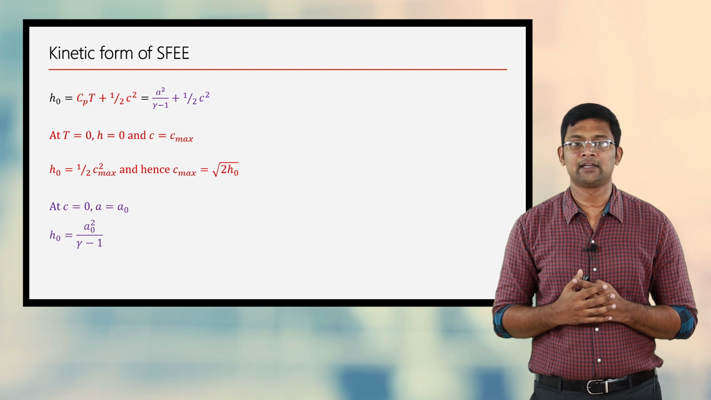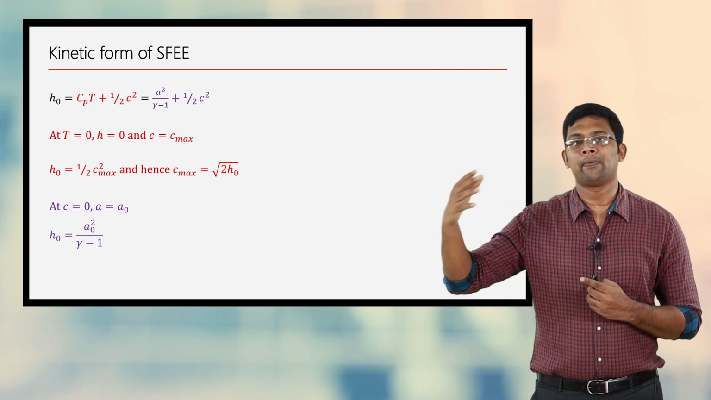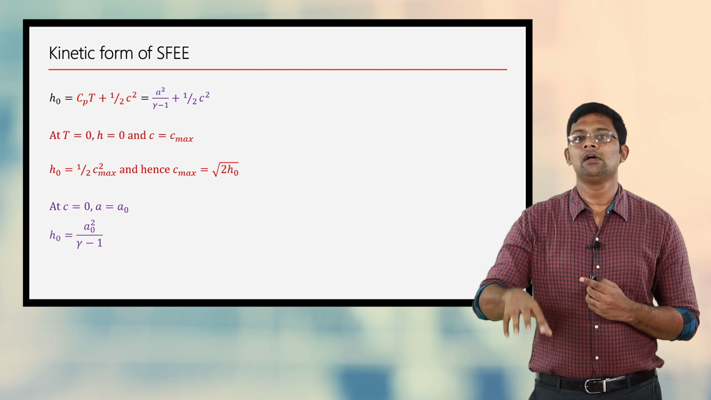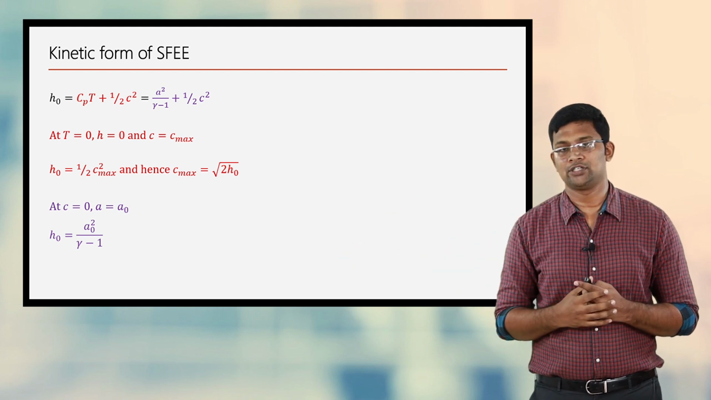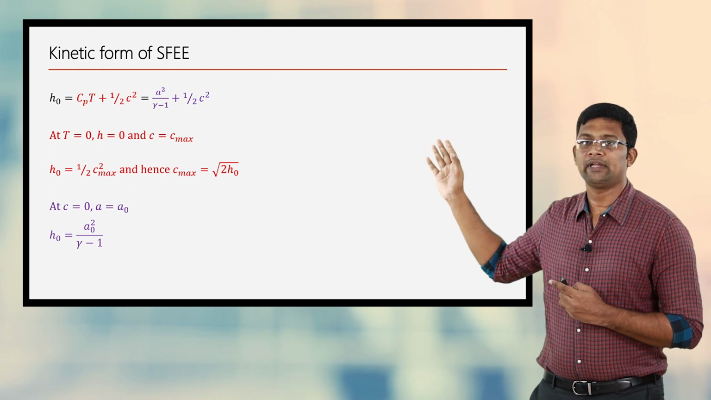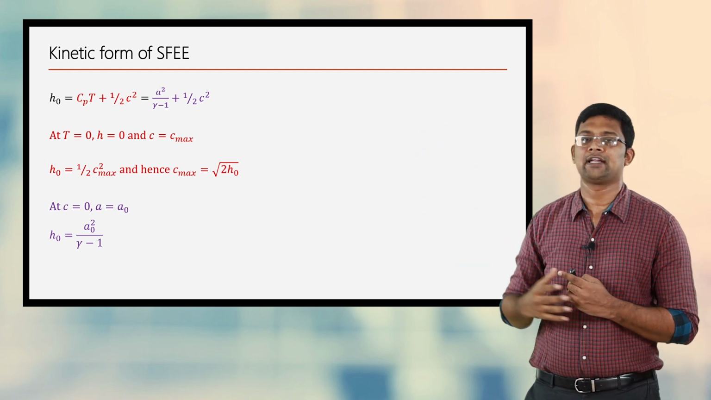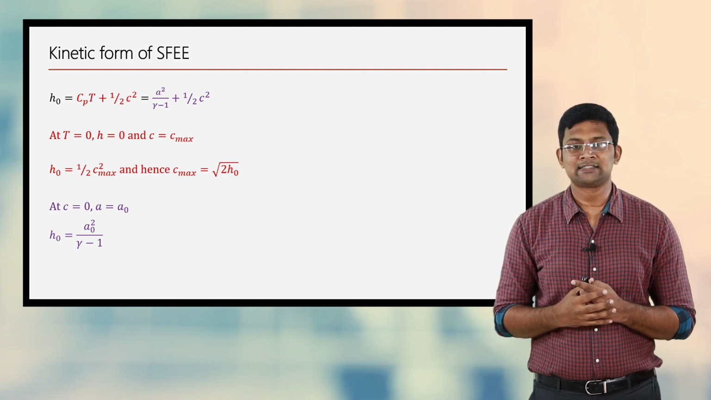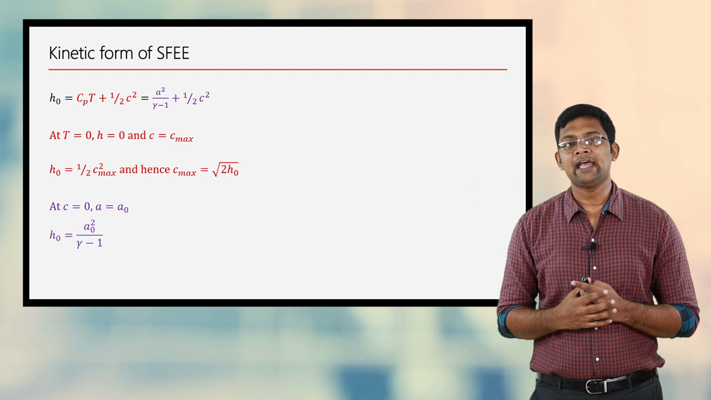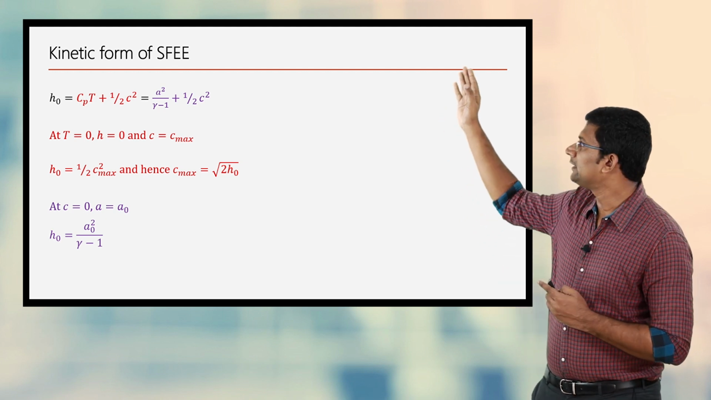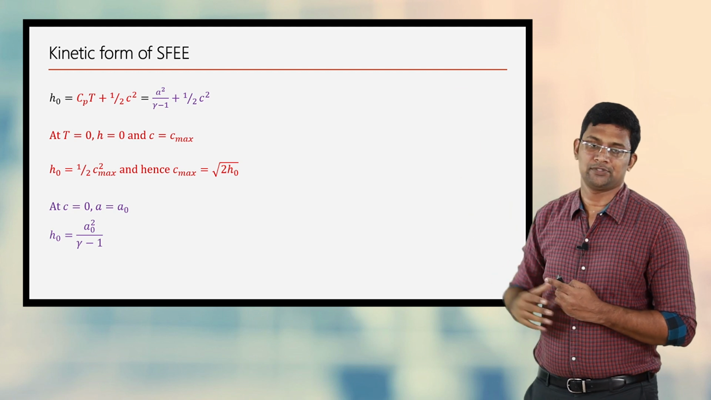Now, coming to the second expression indicated in the violet color, when C is equal to 0, all the properties will correspond to the stagnation property, because when velocity is 0, the condition is equal to the stagnation condition. So, if C is equal to 0, the velocity of sound A will be equal to A0, the stagnation velocity of sound. So, the expression for H0 can be rewritten as A0 square by gamma minus 1, as indicated in the second expression, the violet color expression.